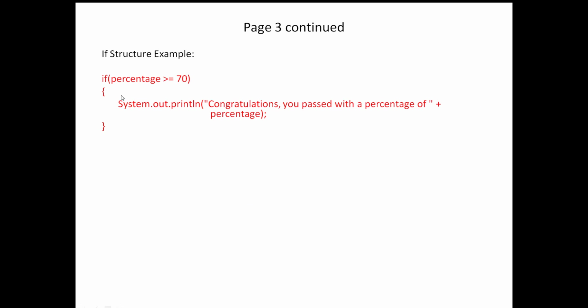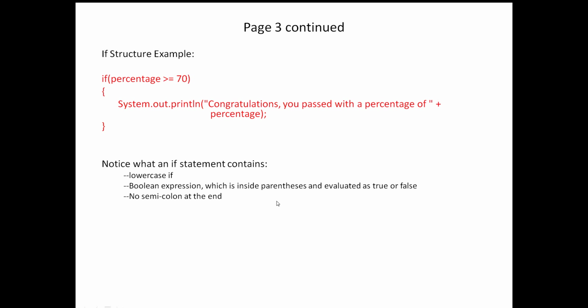The next thing is the if structure example here, and notice what an if statement contains, which we've actually done too. It includes if, which is not capitalized. It has a Boolean expression that's inside parentheses and is evaluated as true or false. The other important thing, it has no semicolon at the end. I make that mention because there are certain statements that don't have semicolons: class headers, method headers. Also, if statements do not have semicolons.